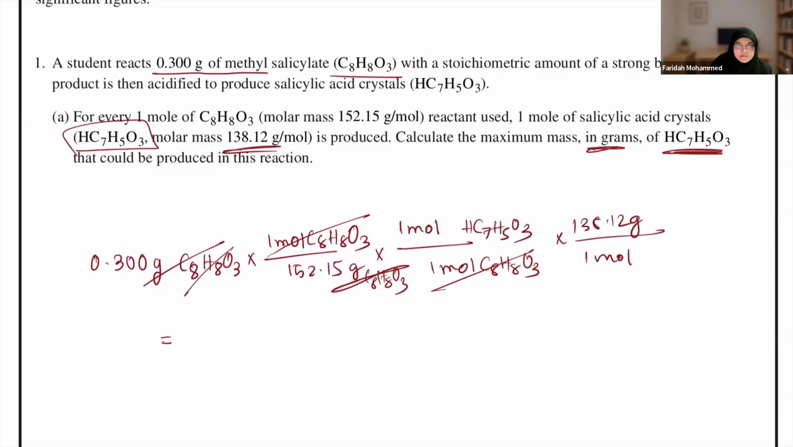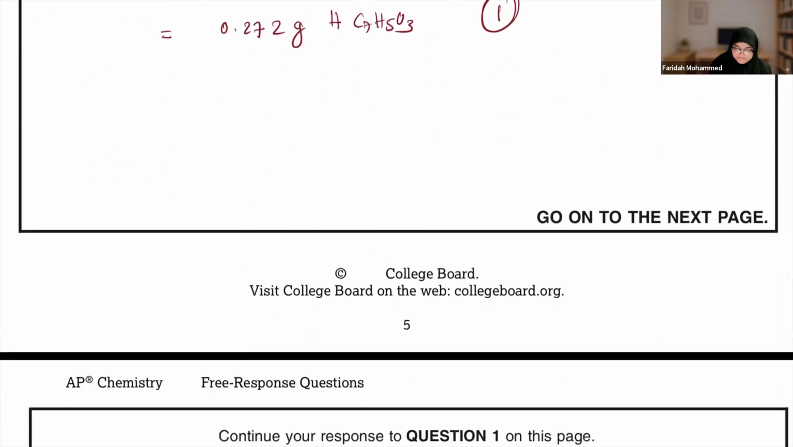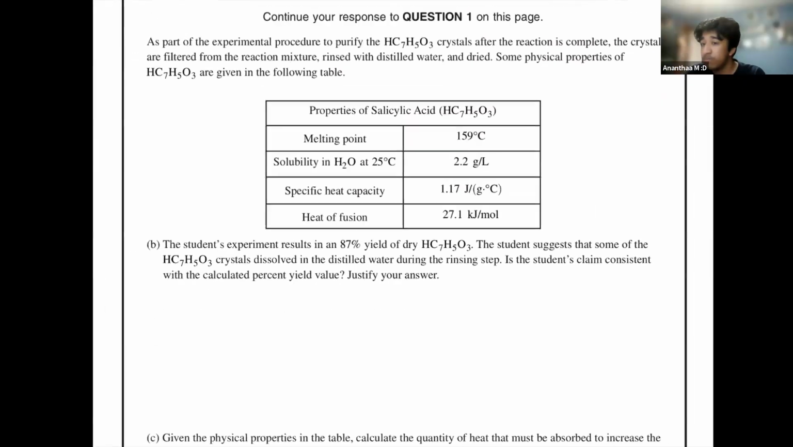And your answer again, 366.272 grams of HC7H5O3. Give yourself 1 point. If you set it up correctly, give yourself 1 point and the value. Any question? No? Okay. Is that question just 1 point?